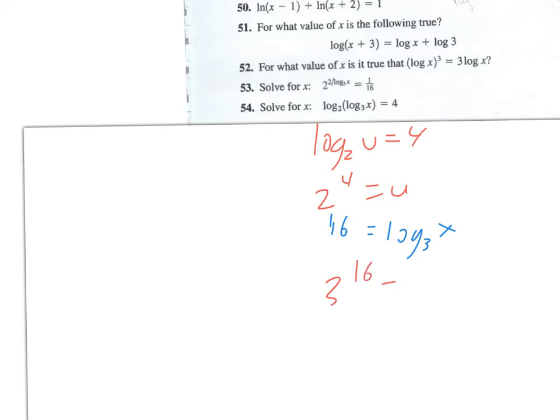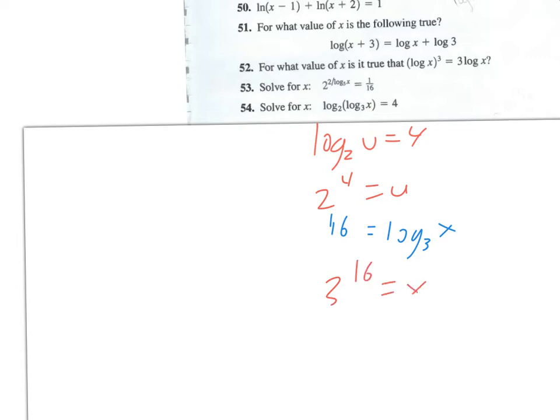It's kind of a log within a log. So I would think of this again as log base 2 of u equals 4. Then we could write that as 2 to the 4th equals u. And then I could reinsert the u, which would be log base 3 of x equals 16. Then I could switch that to exponential form, so 3 to the 16th power equals x.